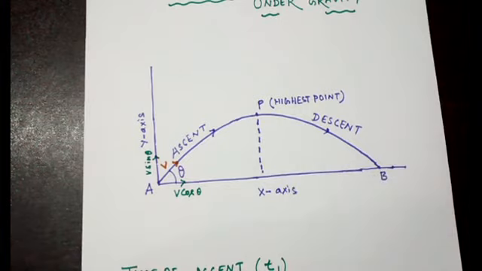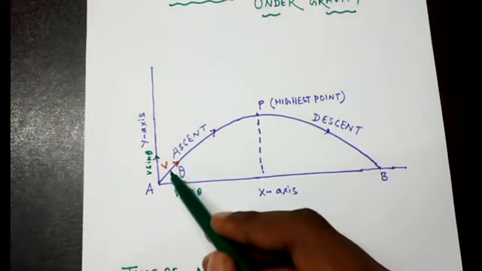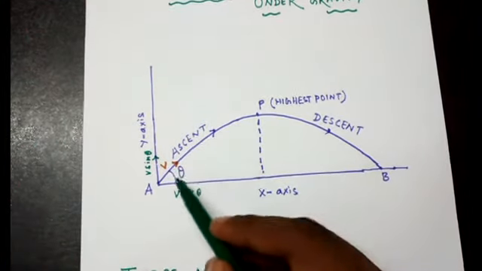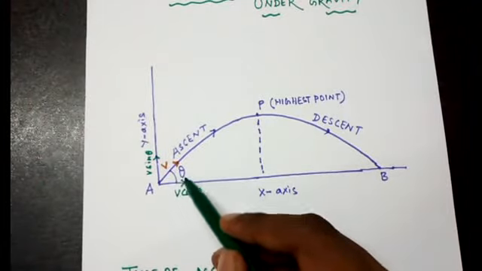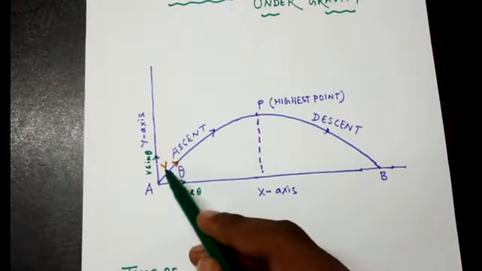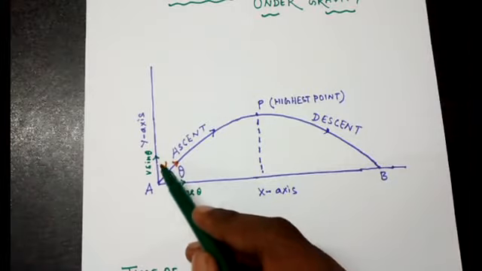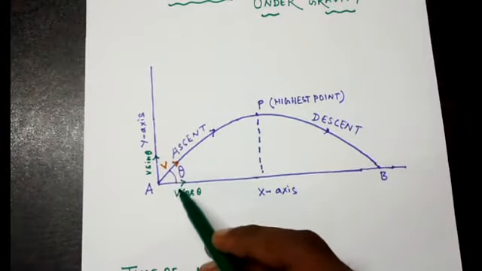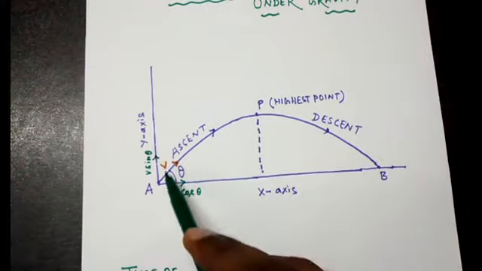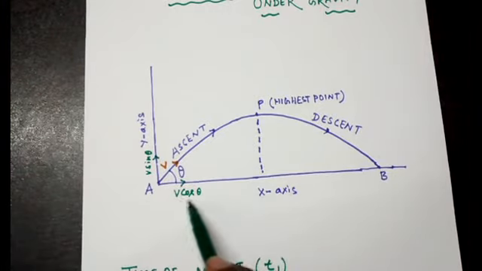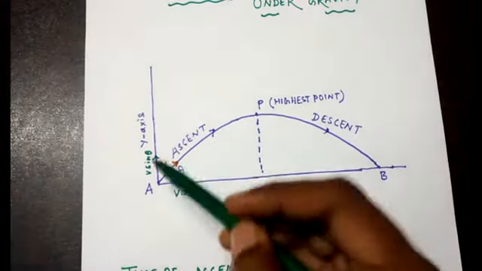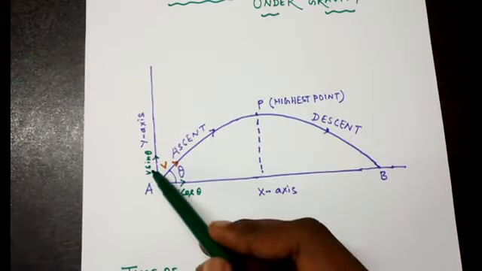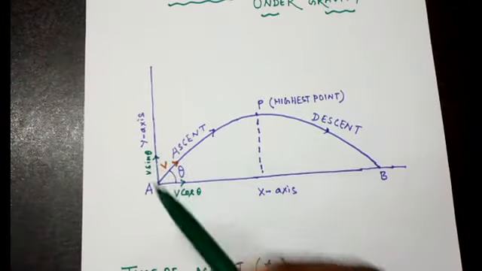So if it is projected with velocity v at an angle theta with the horizontal, this velocity v, here you are seeing in this picture, can be resolved into two perpendicular components. One component along the x-axis is v cos theta, and the other component along the y-axis is v sin theta.